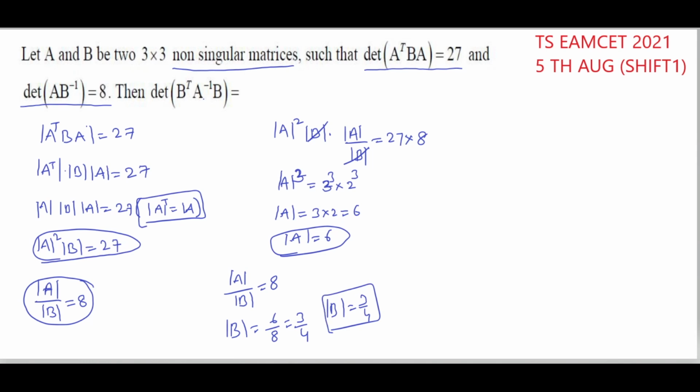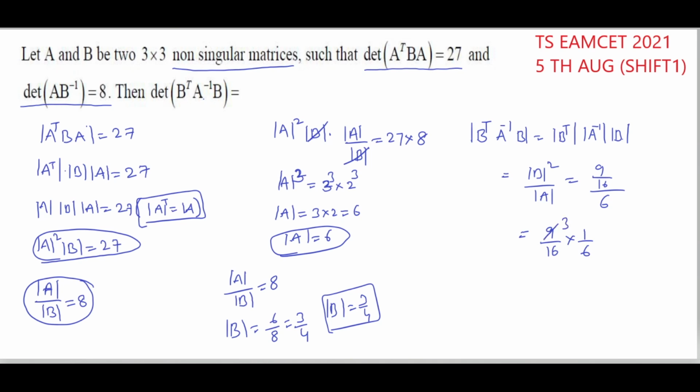Now we find det of B transpose A inverse B, that is equal to det B transpose times det A inverse times det B. Det B transpose and det B are the same, so that is det B whole square by det A. Det B value is 3 by 4, that is 3 by 4 whole square, 9 by 16, by det A. Det A is 6, that is equal to 9 by 16 into 1 by 6.